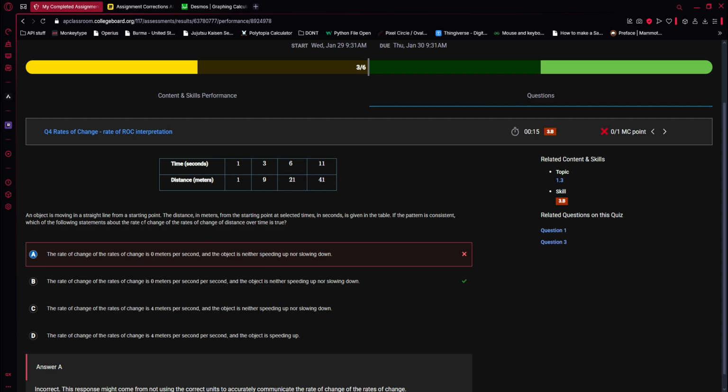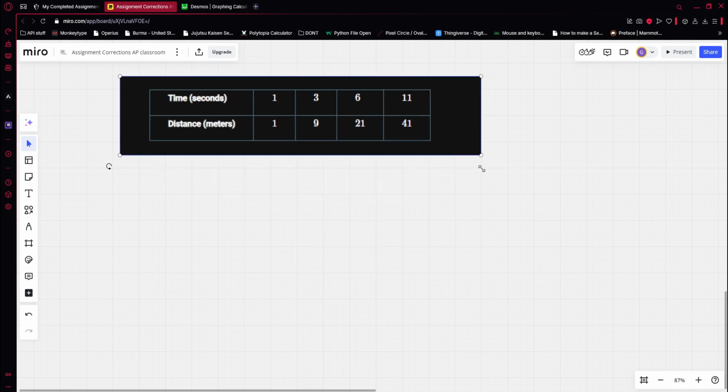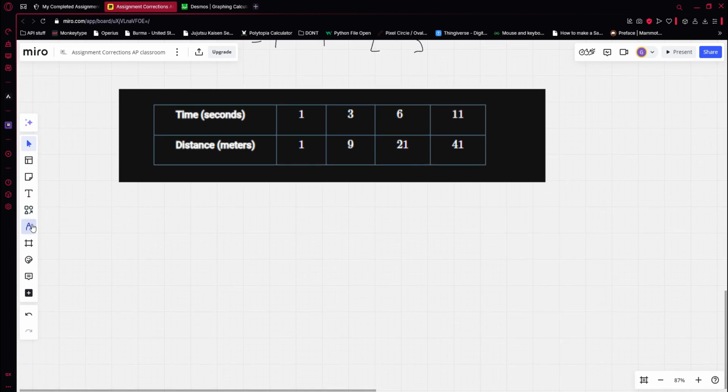An object is moving in a straight line from a starting point. The distance in meters from the starting point at selected times, in seconds, is given in the table. If the pattern is consistent, which of the following statements about the rate of change of the rates of change of distance over time is true? Rate of change of rate of change. Cool. You love to see that in your math problem. When they start using unitception, this is just great. So first, let's find the rate of change for everything.